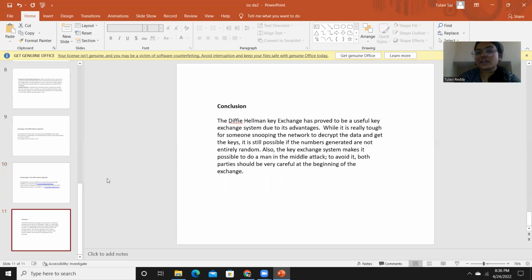So the final conclusion I want to draw on this Diffie-Hellman key exchange is that it has proved to be a useful key exchange system due to its advantages. While it is really tough for someone snooping on the network to decrypt the data and get the keys, it is still possible if the numbers generated are not entirely random. Also, the key exchange system makes it possible to do a man in the middle attack. To avoid it, both parties should be very careful at the beginning of the exchange.